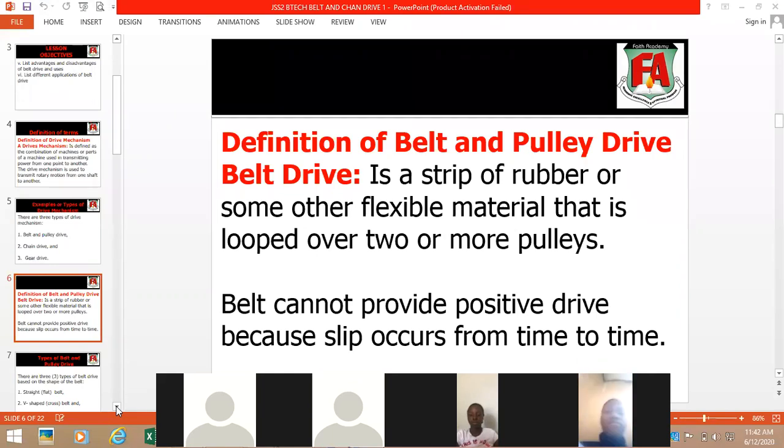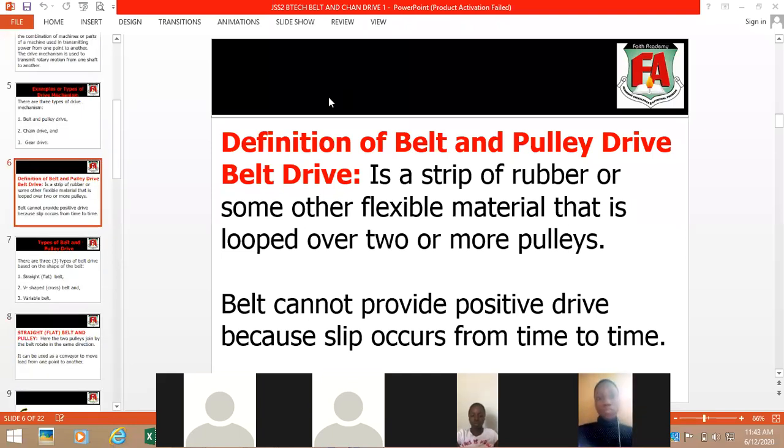Okay, let me explain a belt and a pulley. I believe many of you have seen a tomato grinding machine before, right? A tomato grinding machine.